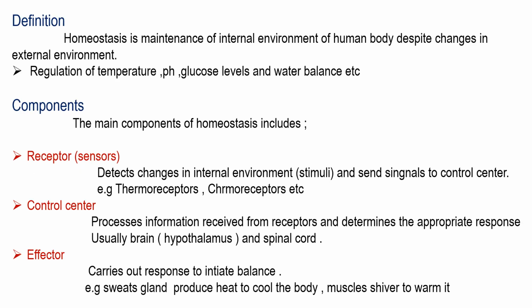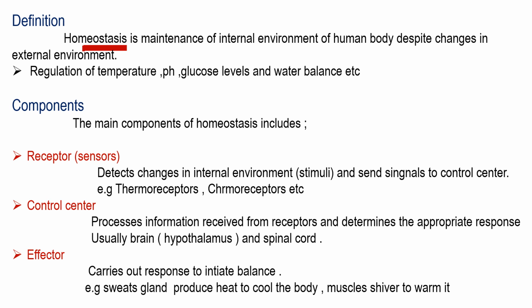Internal environment of human body fluctuates with external environmental changes, but it should be within normal, well-balanced condition, and this is done by a process that is called homeostasis. So how can we define homeostasis? Homeostasis is body's natural ability to maintain internal environment despite changes in external environment, and it involves regulation of temperature within normal limits, that is 37 degrees Celsius or 98.6 degree Fahrenheit, pH regulation, glucose and water balance, etc.